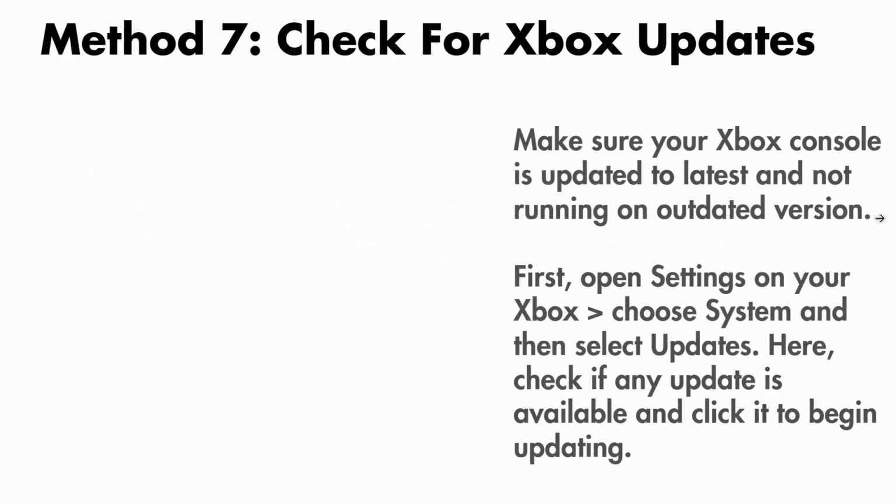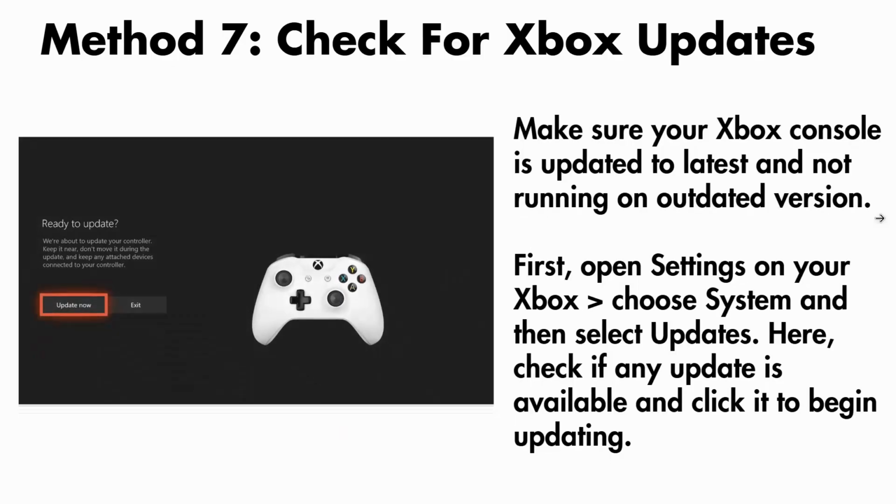Next method is to check for Xbox updates. So make sure your Xbox console is updated to latest and not running on outdated version. First open settings in your Xbox, select system and then select updates. Here check if any update is available and click on it to begin the updating process.